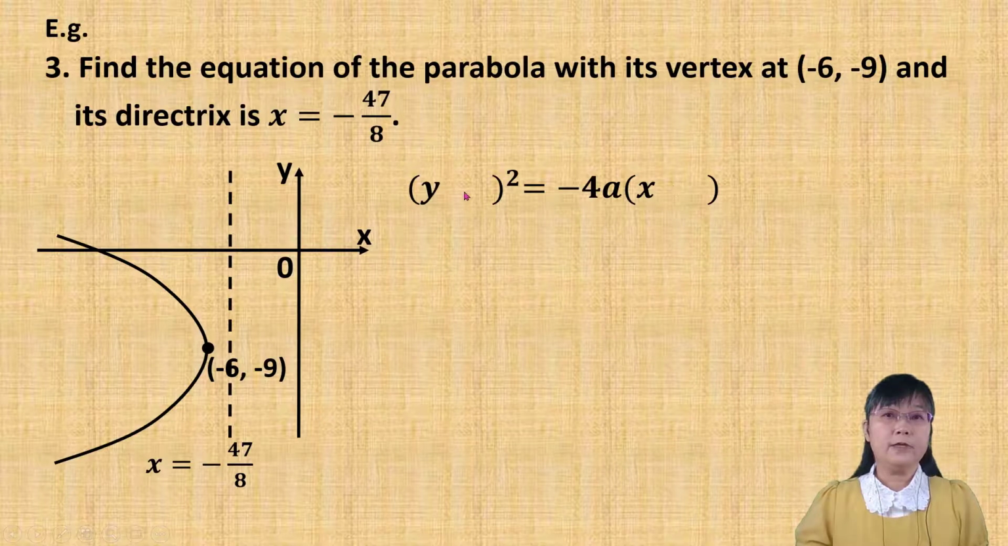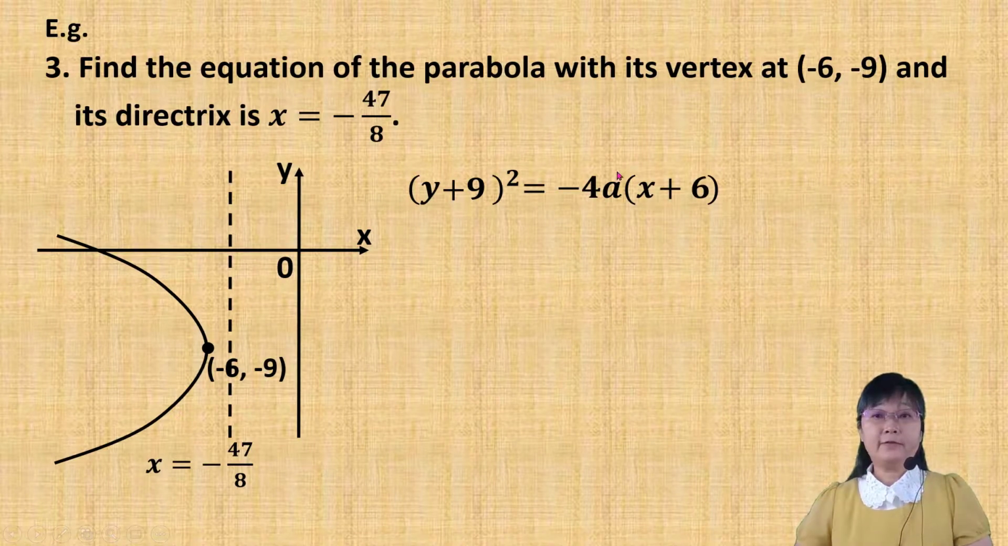These two values I can get from the coordinates of the vertex. Since the vertex's y coordinate is -9, here it is +9. And the value of x for the coordinates of the vertex is -6. So here it is +6.